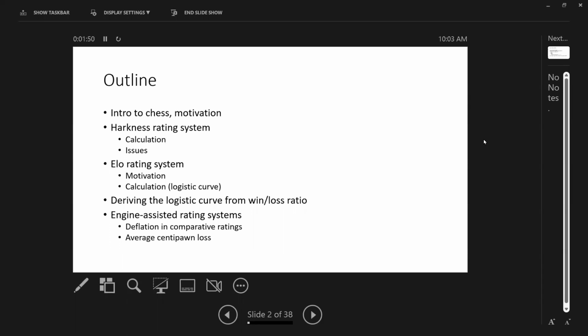And we'll show how to derive this curve, how it naturally follows from the win-loss ratio in a sense. And then we'll talk about some other methods of ratings, other methods of assigning a numerical value to someone's playing strength, now that modern-day engines that are capable of playing almost perfect games are available. And we'll talk about some of the problems with comparative ratings against other players, namely inflation, and a computer-assisted rating such as average centipawn loss.